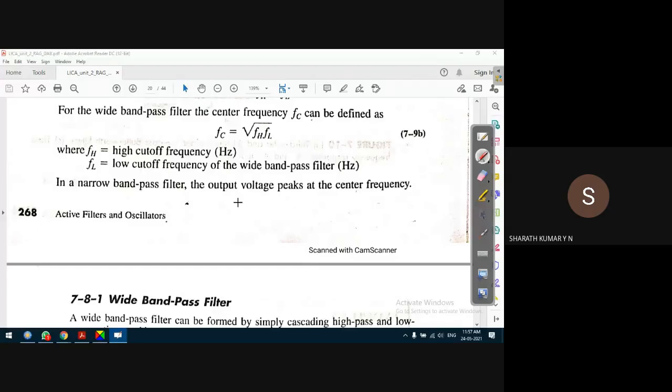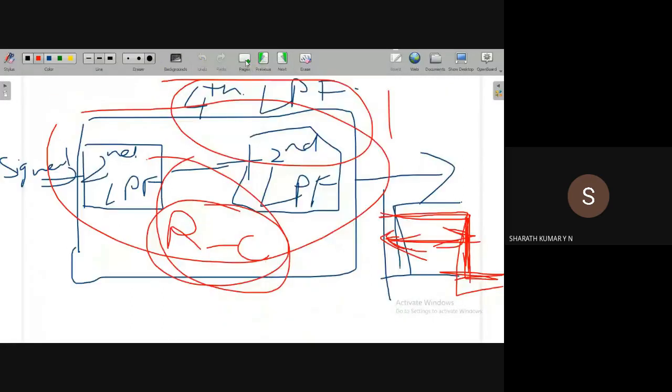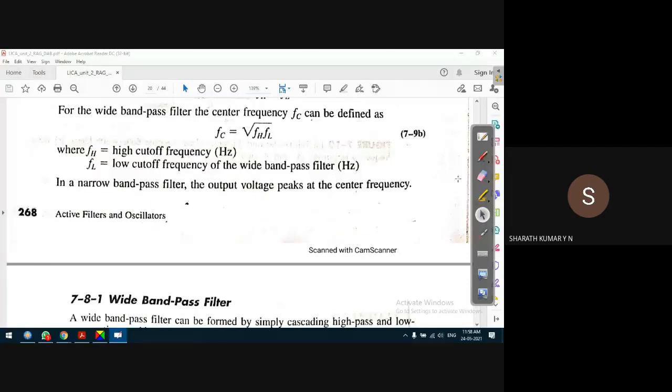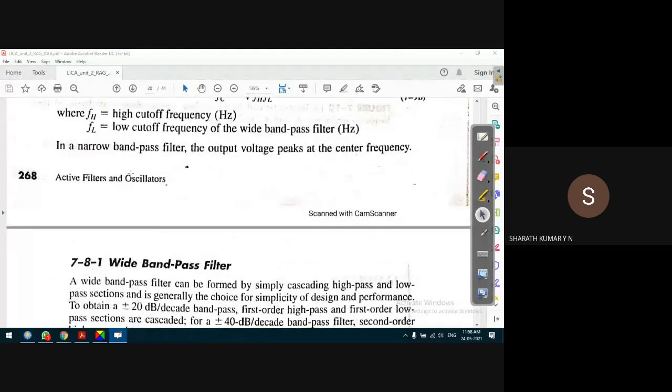In a narrow band pass filter, the output voltage peaks at the center. It is something like this, a peaking effect. At the center frequency, it is FC. So in case of a narrow band pass filter, the output voltage peaks at the center frequency, so the output voltage will be very high. Then we can call it a narrow band pass filter.